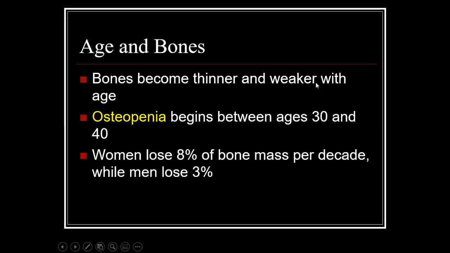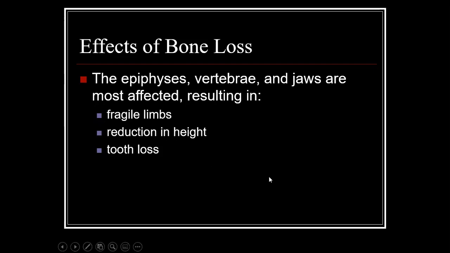Bones become thinner and weaker with age. That is a true story. Osteopenia, which means lack of bone, begins between the ages of 30 and 40. Seriously? Like already? Women lose 8% of bone mass per decade, while men lose 3%. Good on you, men. Regarding the effects of bone loss, the epiphysis, vertebrae, and jaws are most affected, resulting in fragile limbs, reduction in height, and tooth loss.